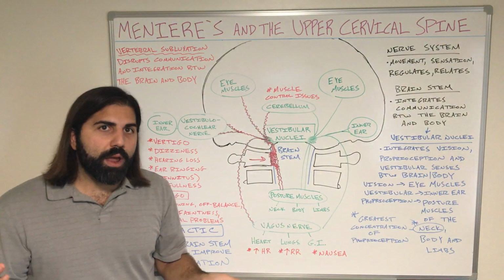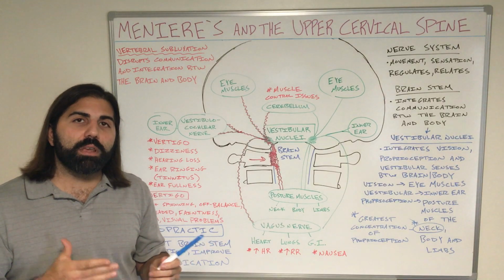Now, this was just a simple primer into the connection between Meniere's disease and the upper cervical spine.